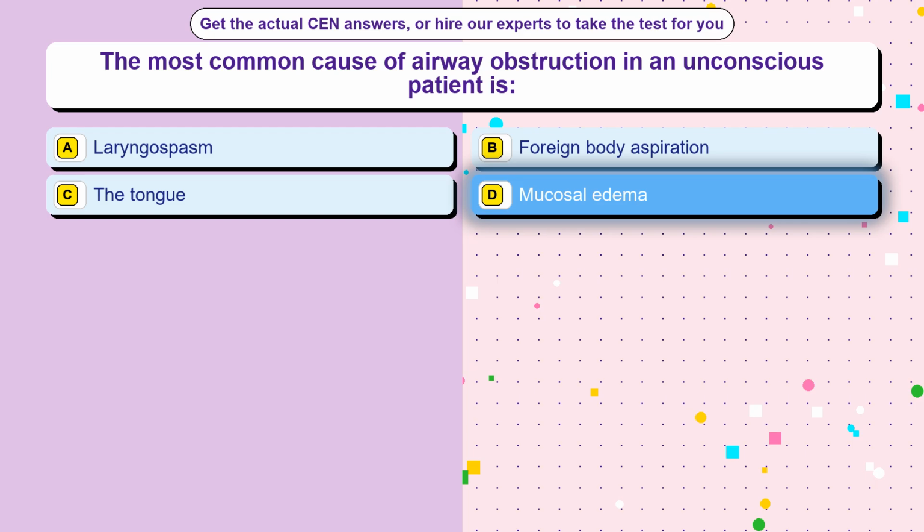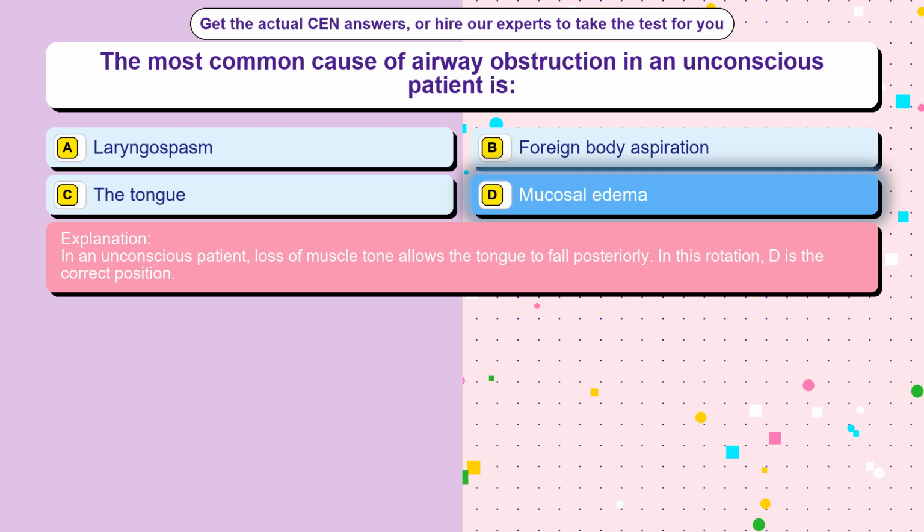The correct answer is option D. Mucosal edema. In an unconscious patient, loss of muscle tone allows the tongue to fall posteriorly. In this rotation, D is the correct position.